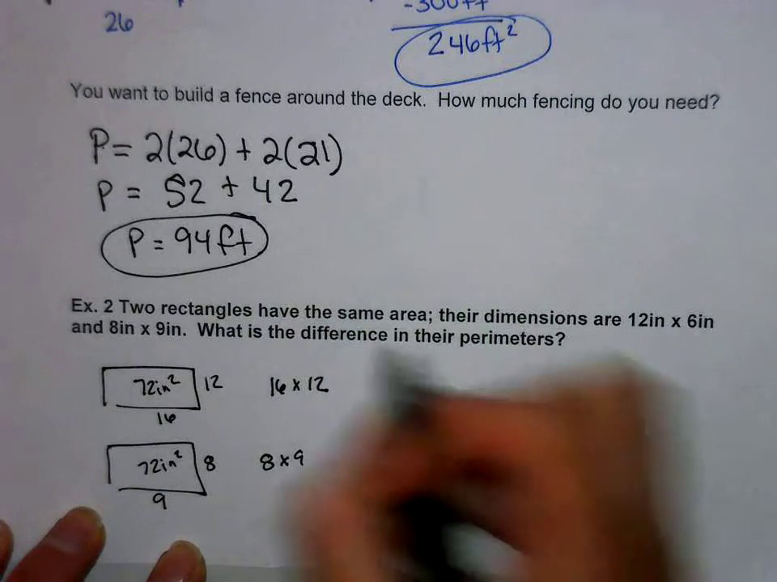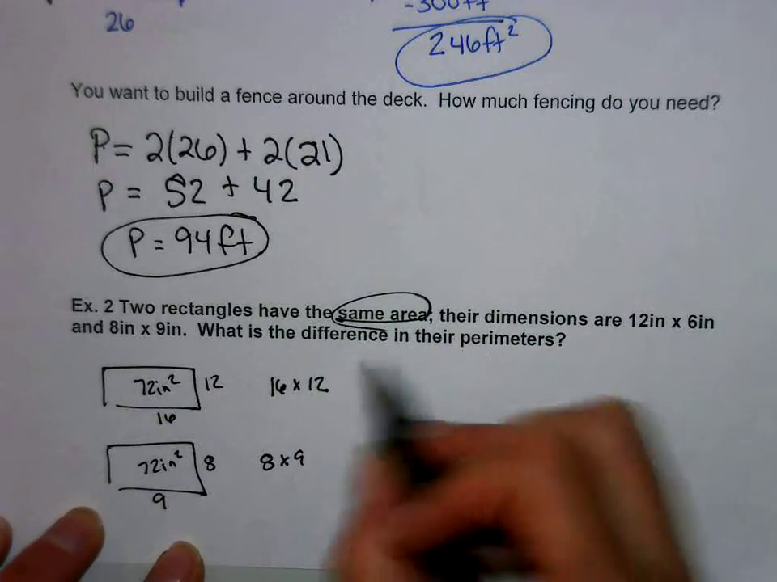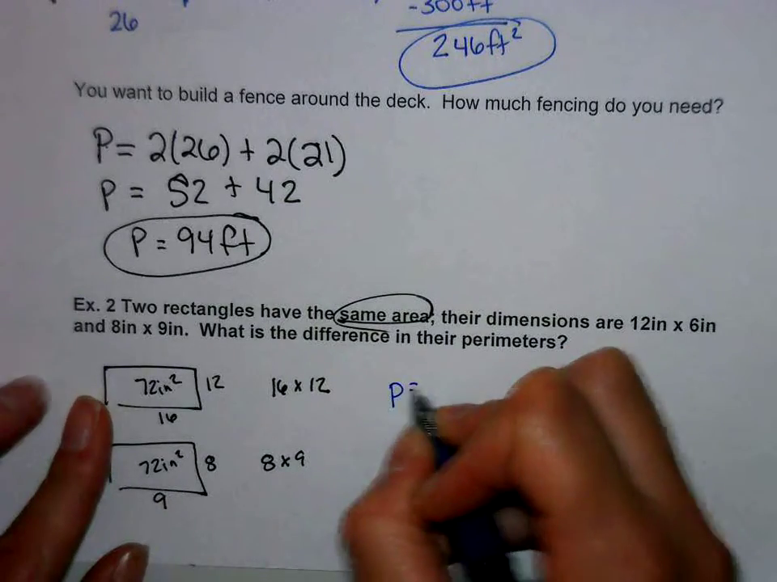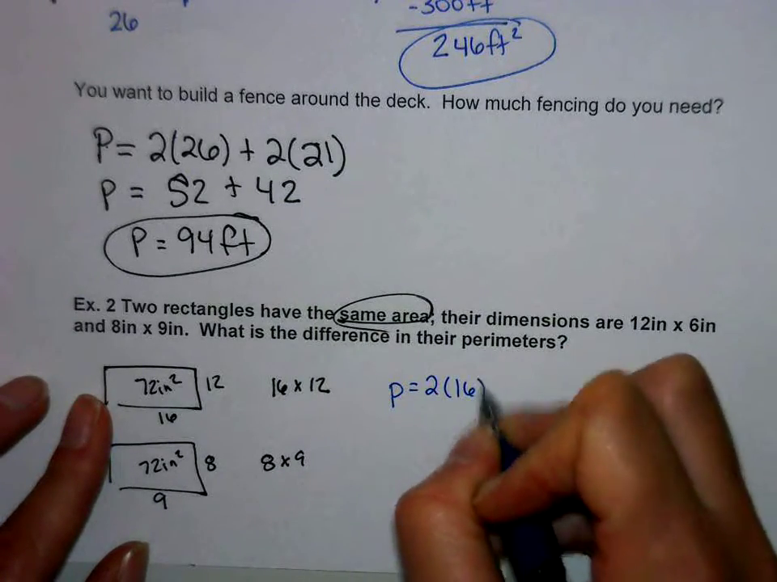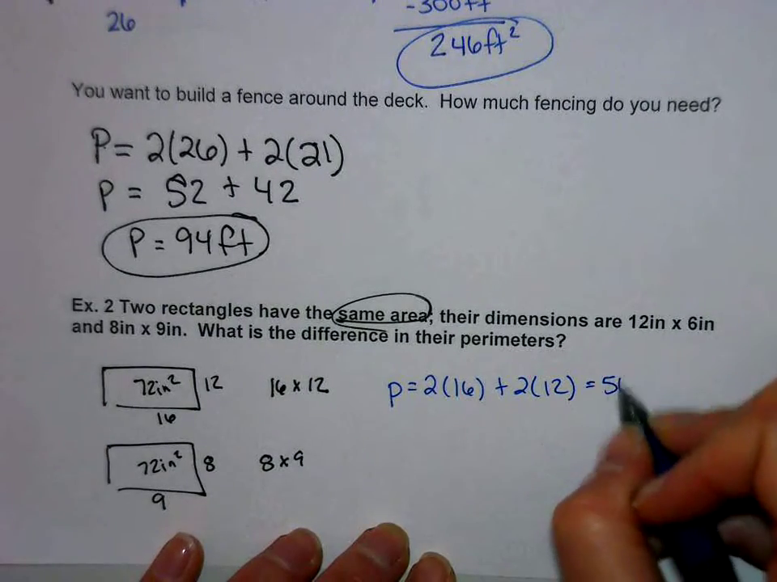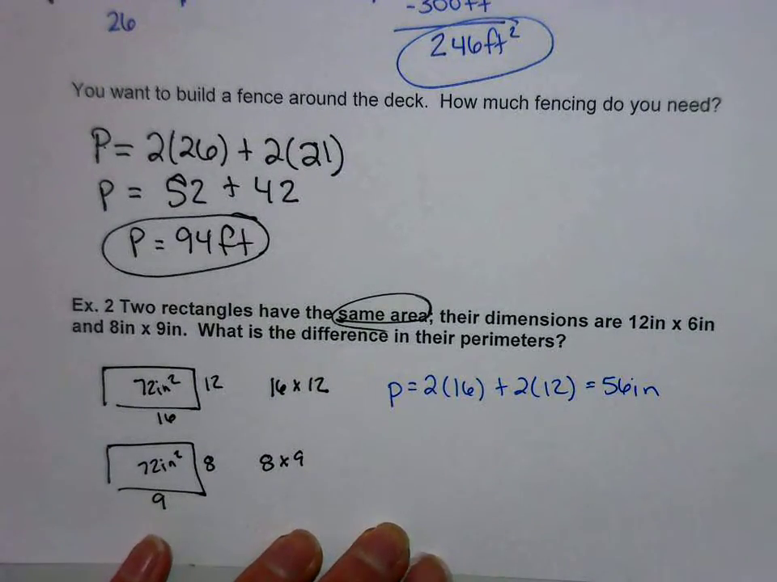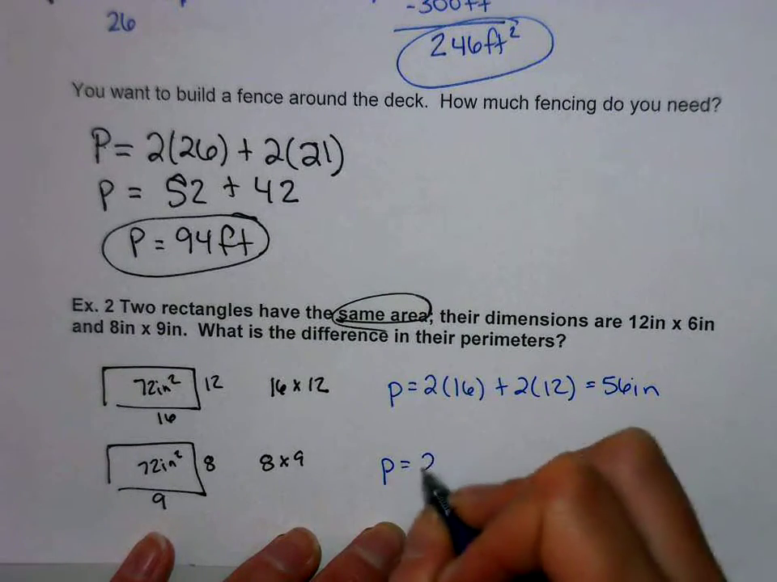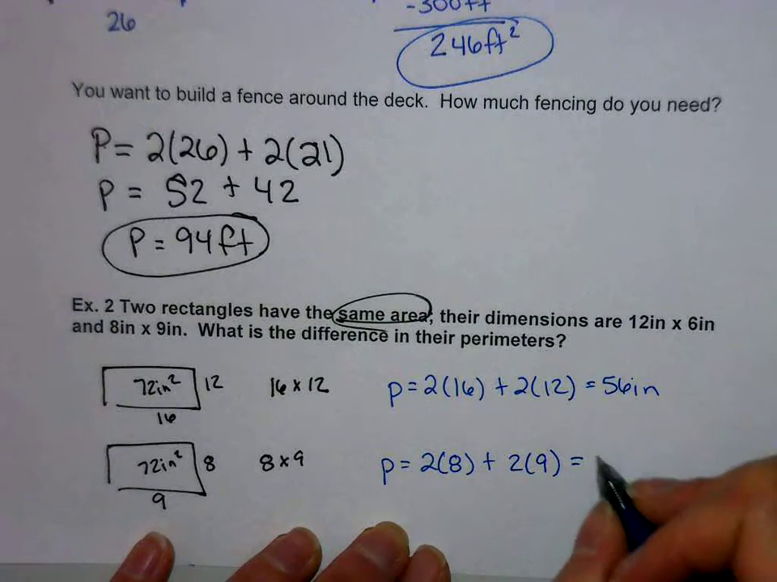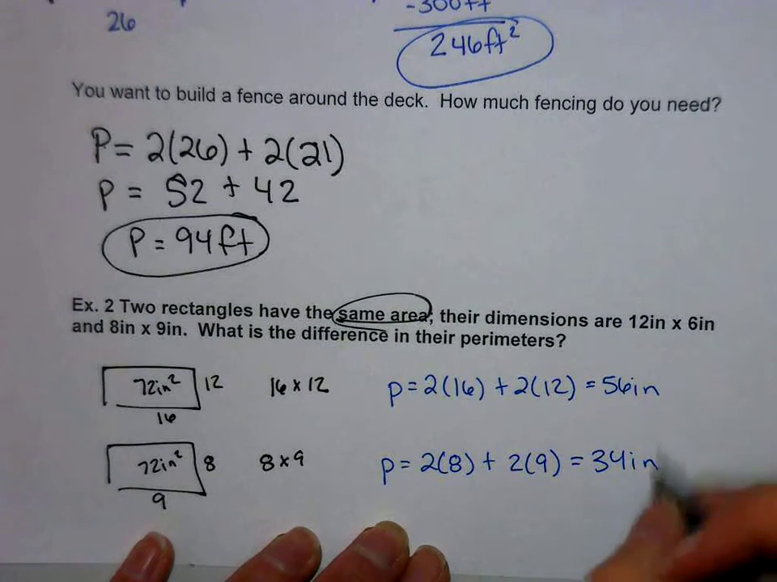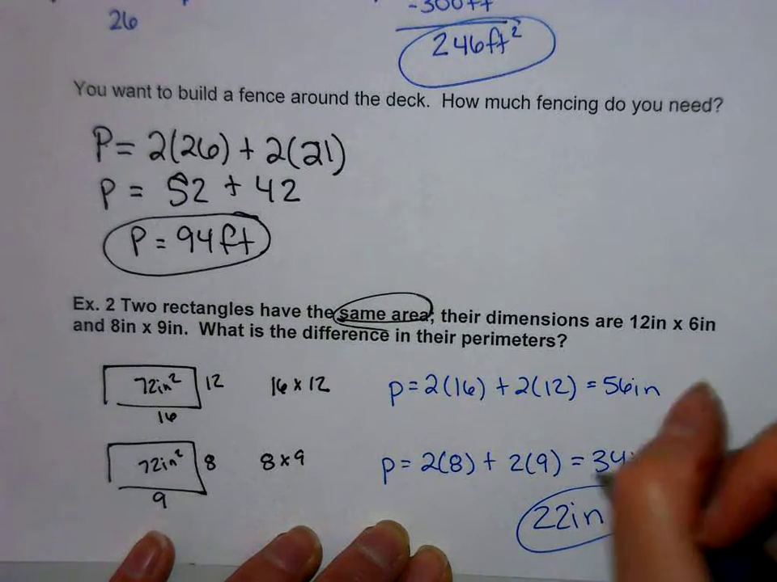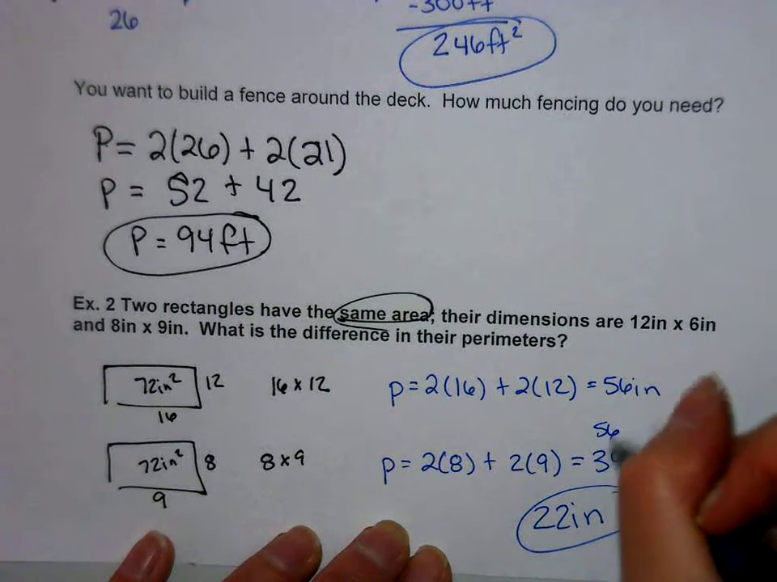So they have the same area, like it states, but we want to know what the difference of their perimeters are. Well, the perimeter for our first rectangle is 2 times 16 plus 2 times 12, which is 56 inches. So then for our second one, we have 2 times 8 plus 2 times 9, so 34 inches. So the difference between the two is 22 inches, if I subtract 56 minus 34.